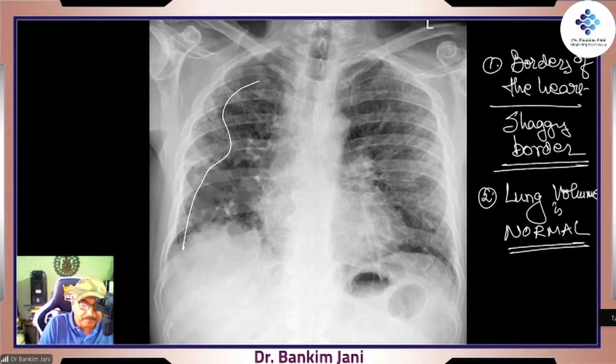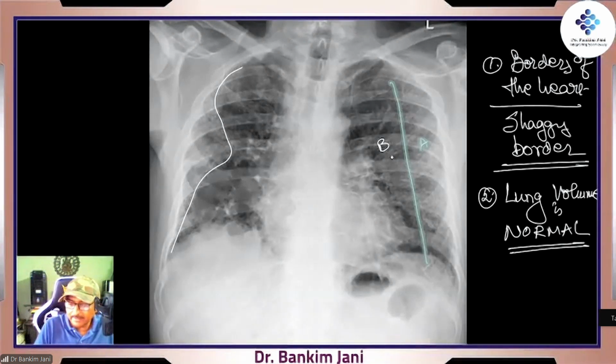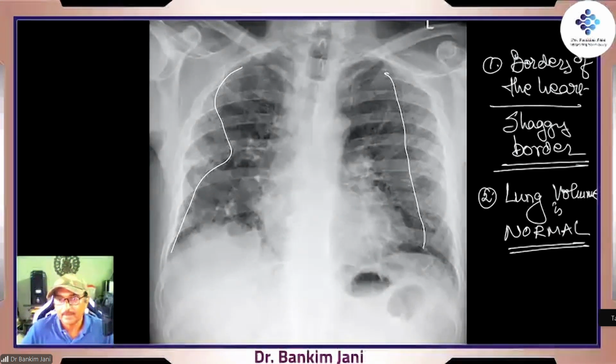Compare this part. If I'm telling you this is 1 and this is 2, compare the part between 1 and 2, between this A and B. Suddenly you'll find, yes, it is happening. It is this area. This is fibrosis. 1 and A are clearer than the rest.